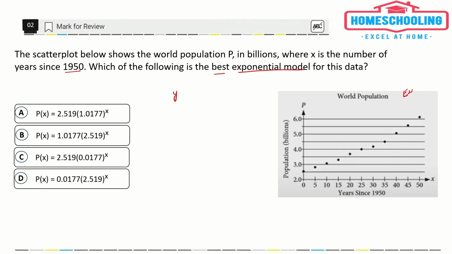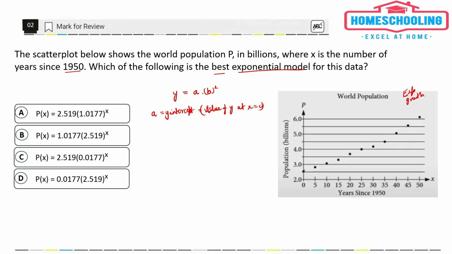So this is an exponential growth curve, and this is our basic exponential equation, y = a·b^x, where a is our y-intercept, which is the value of y at x equal to 0.